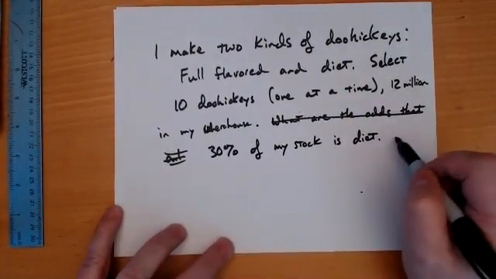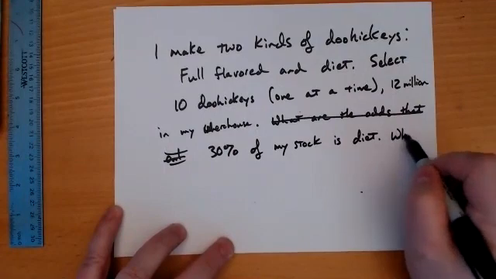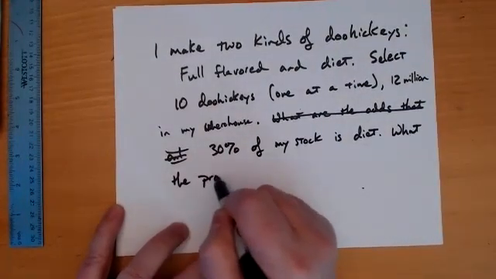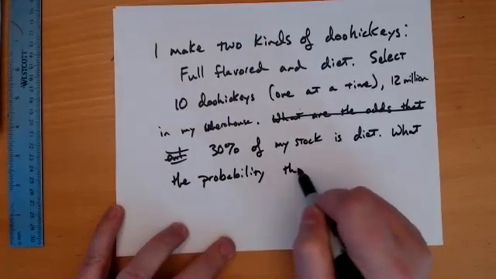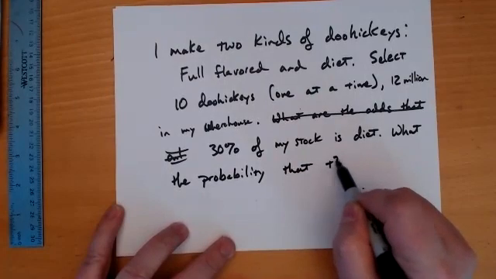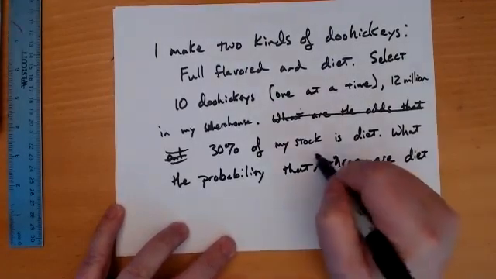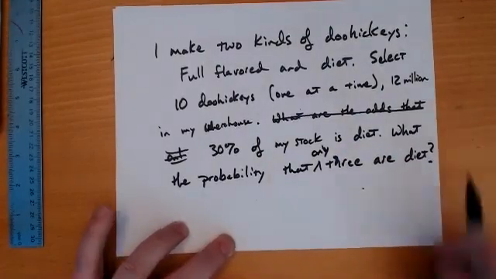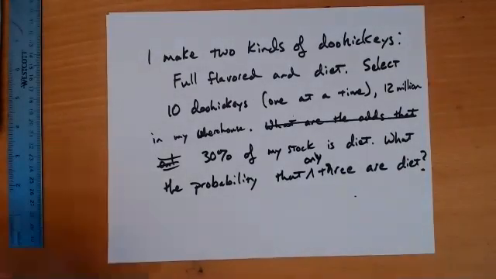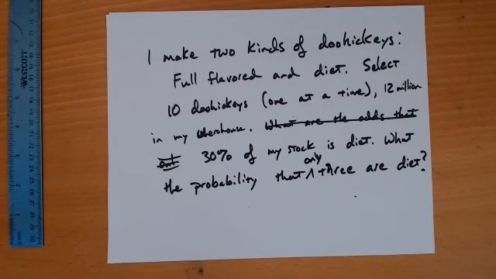Now, if I take 10 doohickeys, what are the odds? What is the probability that only 3 are diet? And of course, give me your answer to 3 sig figs.